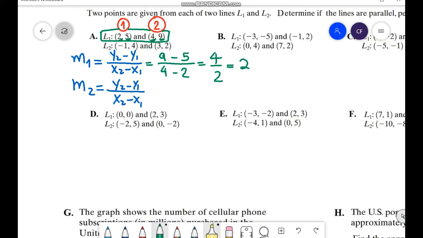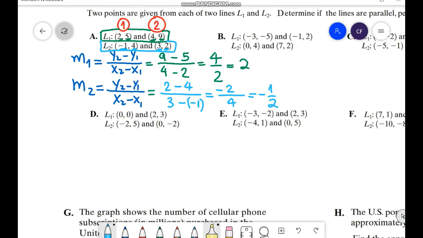Right? Now let's check M2. When we're working on M2, make sure you look only at the data from line 2 here. So y2 is 2, y1 is 4, x2 is 3, x1 is negative 1. 2 minus 4 is negative 2, over 3 minus negative 1, which is 4. This is negative 1 over 2.